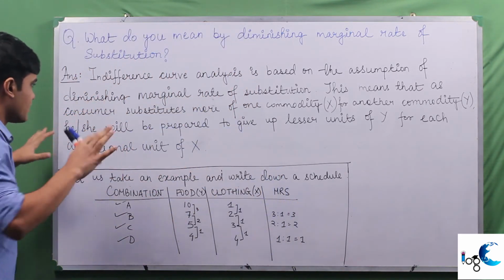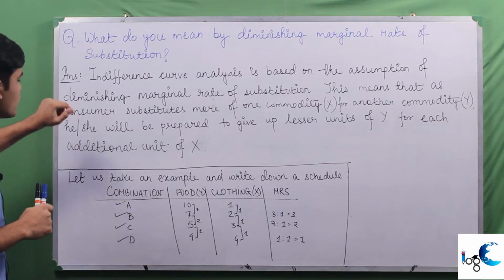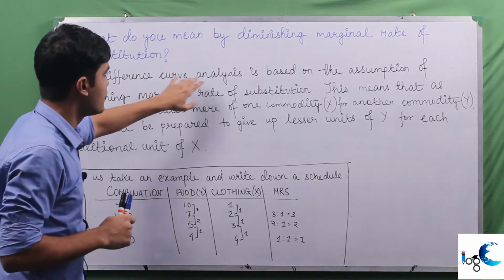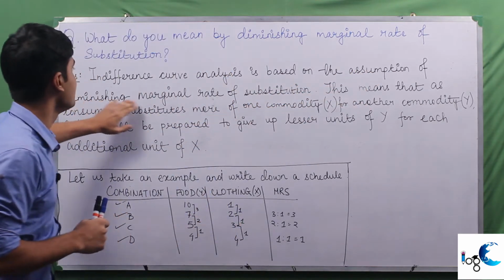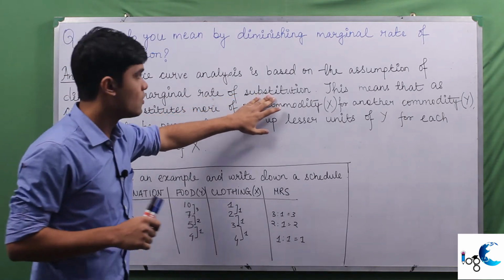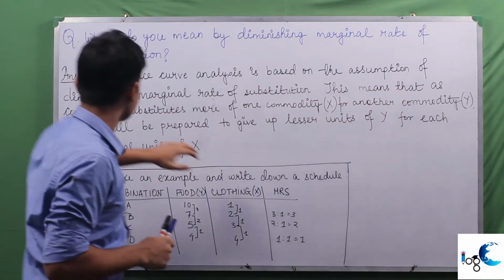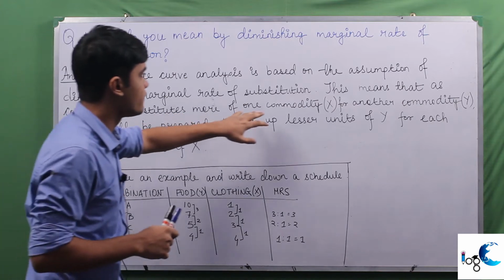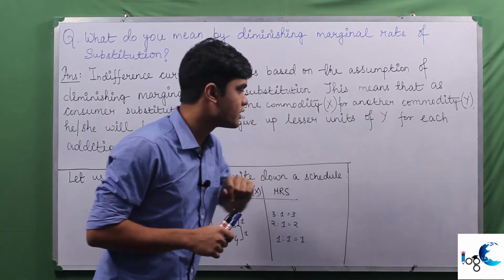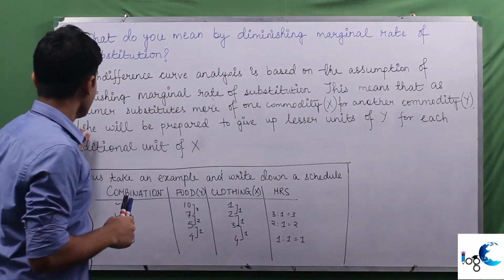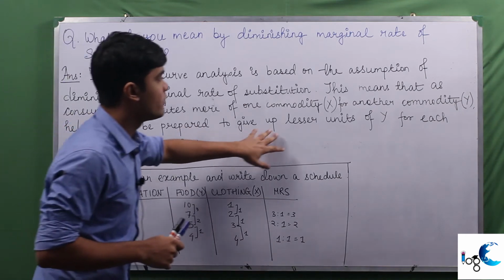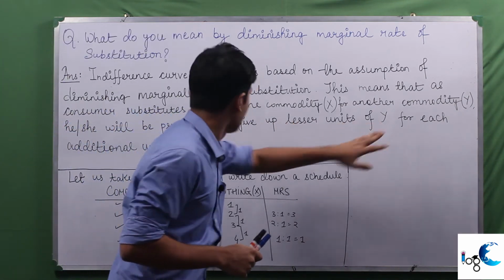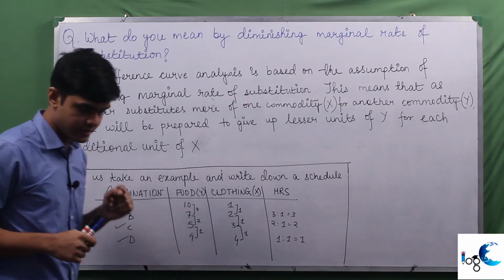Let's see what is written. Indifference curve analysis is based on the assumption of diminishing marginal rate of substitution. This means that as consumers substitute more of one good, say X, for another commodity Y, he or she will be prepared to give up lesser units of Y for each additional unit of X.